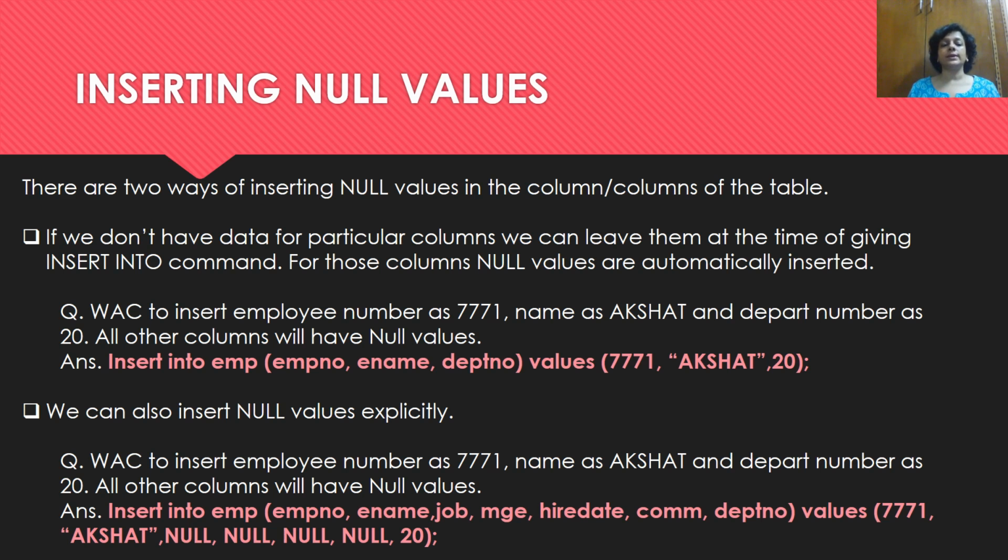We can also insert null values explicitly. To insert employee number as 7771, name as Akshat and department number as 20 with all other columns having null values, the command would be: insert into emp, column names, values, and then all the values, and in the rest of the columns please specify NULL.